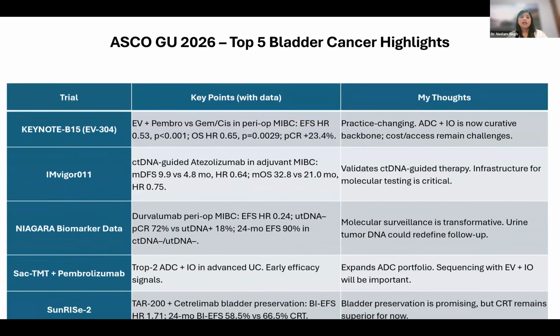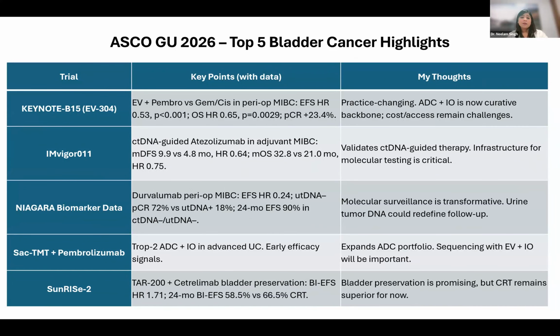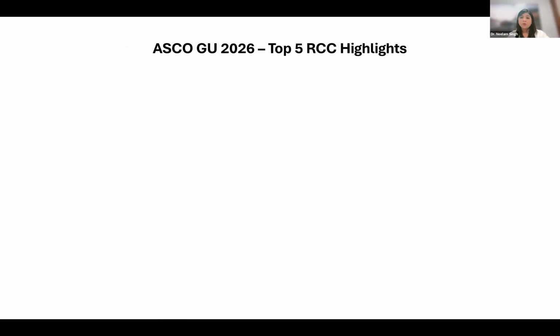Likewise, the top bladder cancer highlights: KEYNOTE-B15, as we discussed, is practice changing. IMvigor011 validates ctDNA-guided therapy, and very impressive data came from the NIAGARA biomarker analysis, which showed a 24-month EFS of 90% in the ctDNA and urine tumor DNA negative subset. So yes, molecular surveillance is transformative, and urine tumor DNA could redefine follow-up. Sacituzumab govitecan, the TROP2 agent, expands the antibody drug conjugate portfolio, and sequencing with EV and IO will be very important. And the last, SUNRISE-2: bladder preservation is promising, but for now, CRT remains superior.